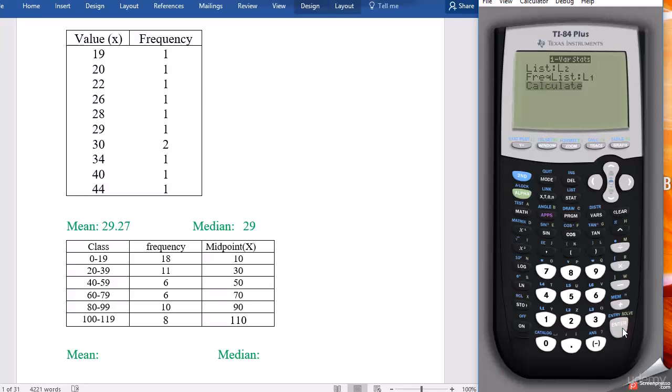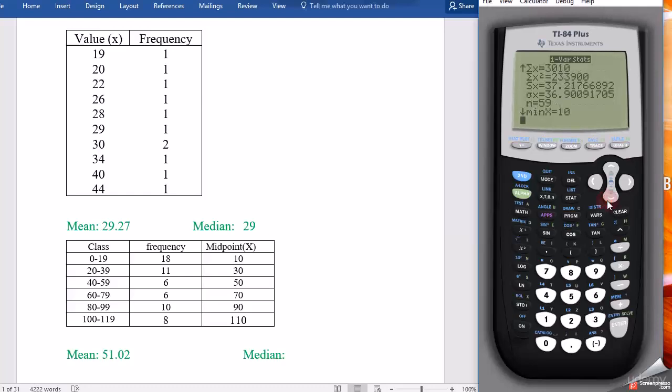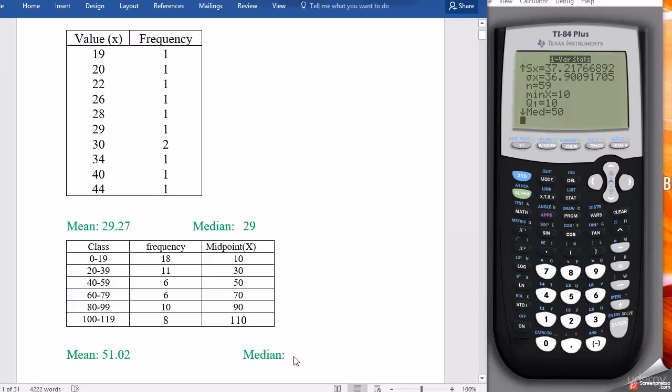So we'll now go to calculate the mean and the median. You can see again the very first output is x bar, which is our mean. So I'm going to write it right here. Our mean is 51.02 in 2 decimal places. And then we're going to scroll down to find our median, MED. Here it is, 50. Our median is 50. Okay, so that is how we find the mean and median when we have class intervals or classes.